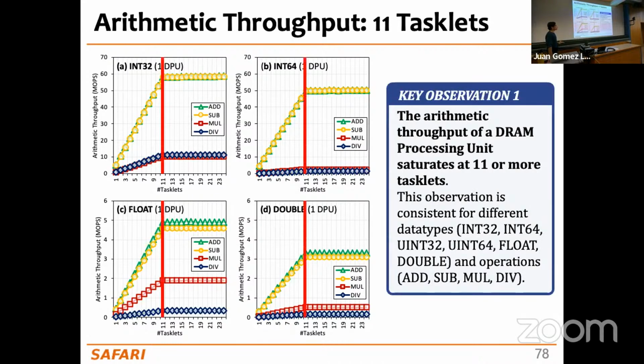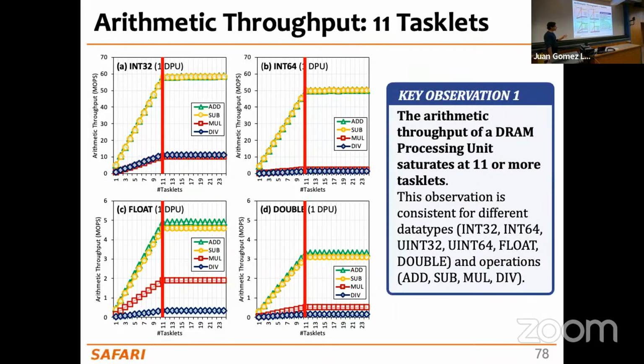And there is one first observation here, consistent across data types and operations: the performance saturates at 11 or more tasklets. That relates to the number of pipeline stages, which in reality is 14, it's not 11.